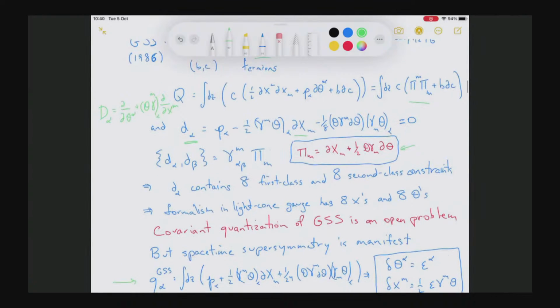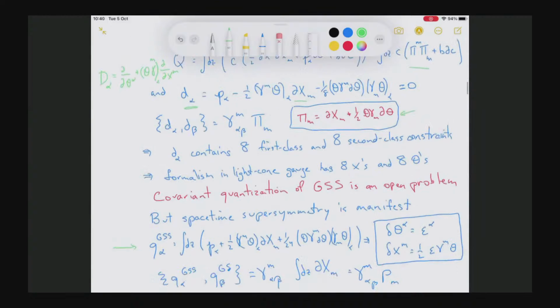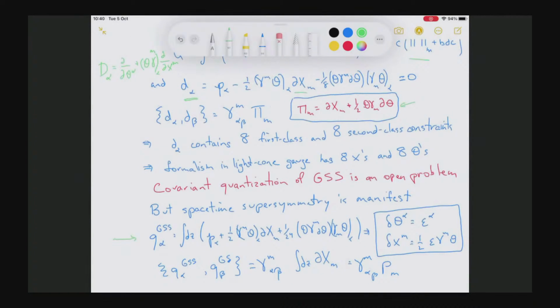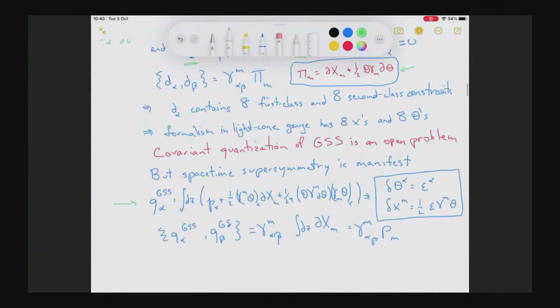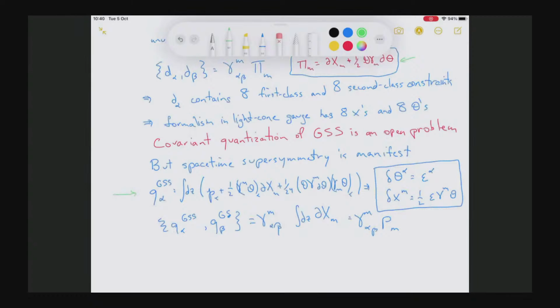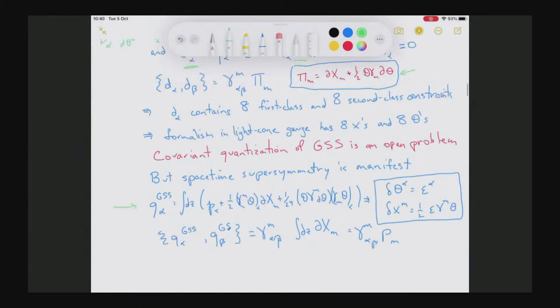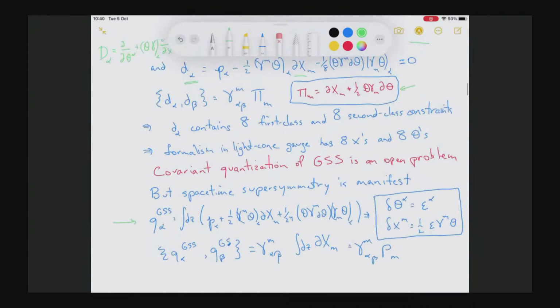So although space-time supersymmetry is manifest, so the BRST operator and the action are, of course, manifestly space-time supersymmetric, the BRST operator is not enough to quantize the theory. You also need these second-class constraints.